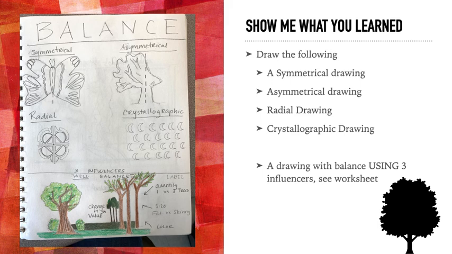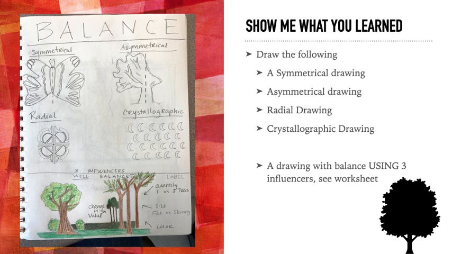In your sketchbook, you are going to draw the following: a symmetrical drawing, which you can see in the top left is I drew a butterfly. An asymmetrical drawing, and there you can see my tree. Also, drawing the axis will help. A radial drawing, there you see I put a point in the center and then I created my drawing around it. And crystallographic, which is just repeating the shapes, okay?